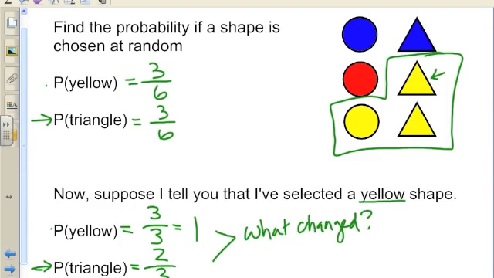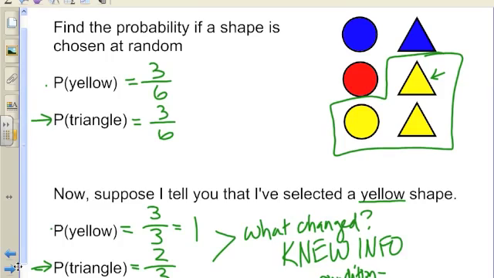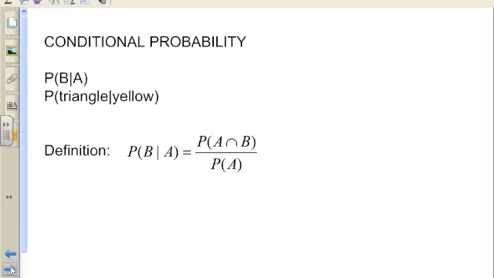So what changed? Why are these answers different? Hopefully you're thinking, well, because we knew it was yellow. So we knew some information already. That information we know is called a condition. A condition. So this takes us to what's called conditional probability. Okay? When we know information already.